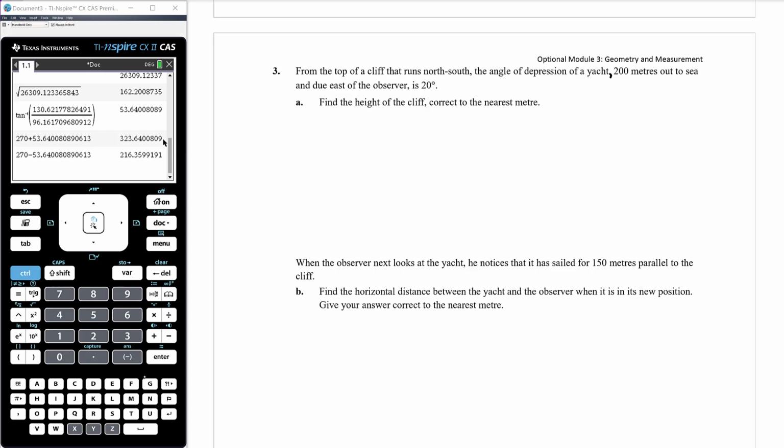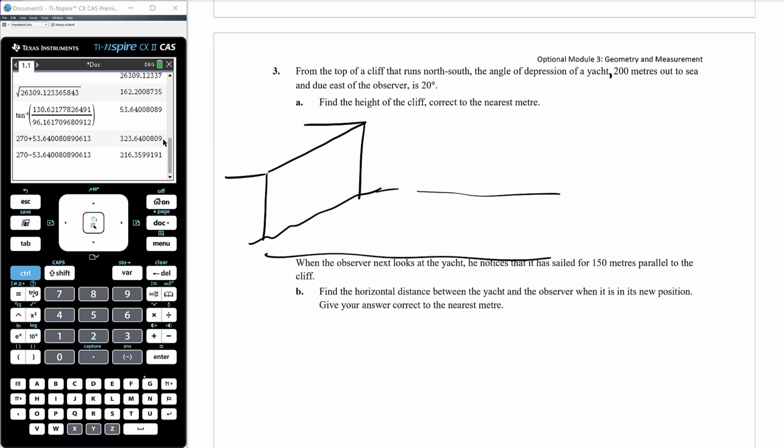Okay, so we've got our cliff. Let me get my information right. We've got our cliff. The cliff runs north-south, obviously. We've got water heading out to sea. The cliff runs north-south, but that's actually a bit irrelevant. So what we're essentially saying is, that's north and that's south, and so therefore this is east and this is west. Okay, so you've essentially got north, south, east, west happening here.